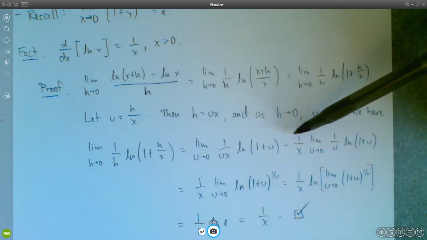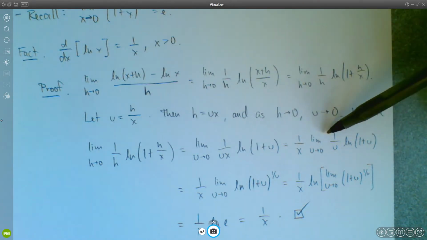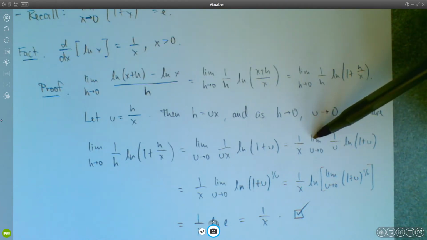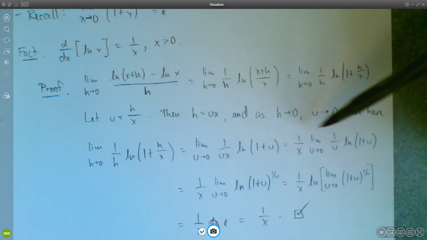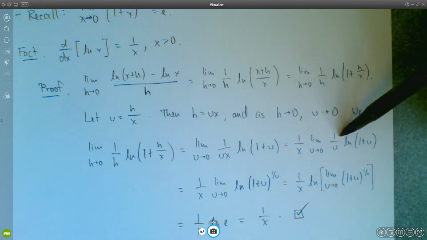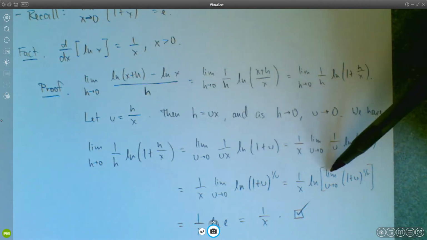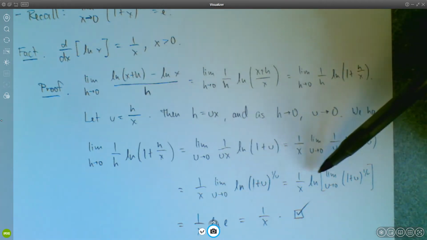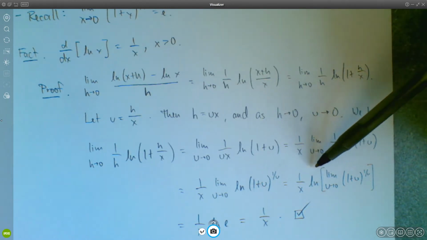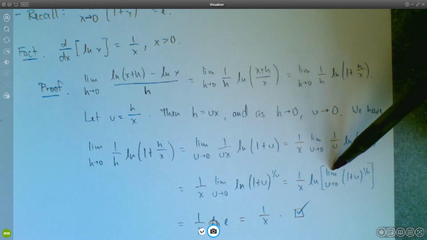From there, we can factor out the 1 over x, and then we can move this limit inside. Sorry, no, I'm getting ahead of myself. So we can factor out the 1 over x, then we can use another property of logarithms to rewrite this coefficient as an exponent here. And then we can move the limit inside of the natural log, because as we've discussed in the past, the natural log function is a continuous function, right? So we can move the limit inside of here.